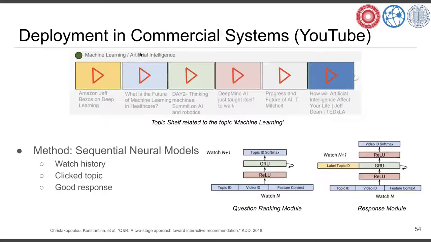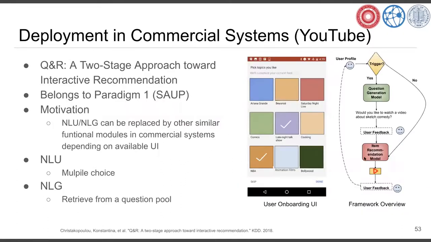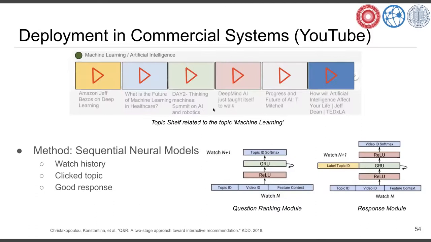For example, if the user chooses the interesting topic as machine learning or artificial intelligence, it will show some videos. If the users are satisfied with these provided videos, they are highly likely to click them. Such a click will be recorded as a positive activity and positive feedback. Then it will go to the next loop. Therefore, this could be formalized as a general sequential neural module for these settings, where the input could include the user's watch history, the user's clicked topics, and the user's clicked responses.